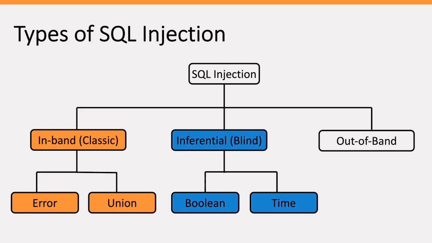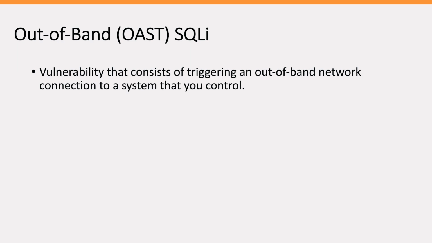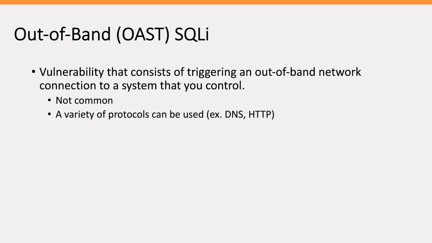Okay, last but not least, let's talk about out-of-band SQL injection. Out-of-band SQL injection is a vulnerability that consists of triggering an out-of-band network connection to a system that you control. So this technique is usually used when you can't apply any of the other techniques that we learned about so far. And it's not a common technique because it relies on certain features being enabled in the database for it to actually make that network connection.